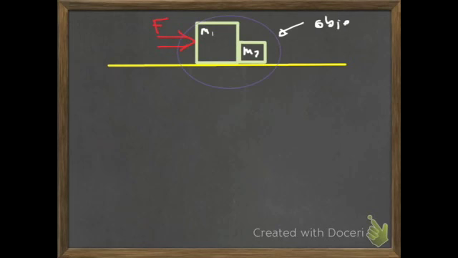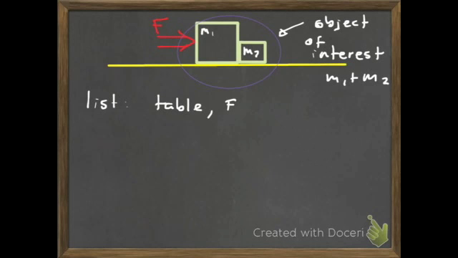Now how can you get that answer? By choosing the object of interest. Well, you can choose as your object of interest together m1 and m2. If you do that, then in your list of objects that make contact forces to the object of interest, you will have the table and you will have the external force F, and that's it. There's no other objects that are touching the object of interest m1 plus m2.